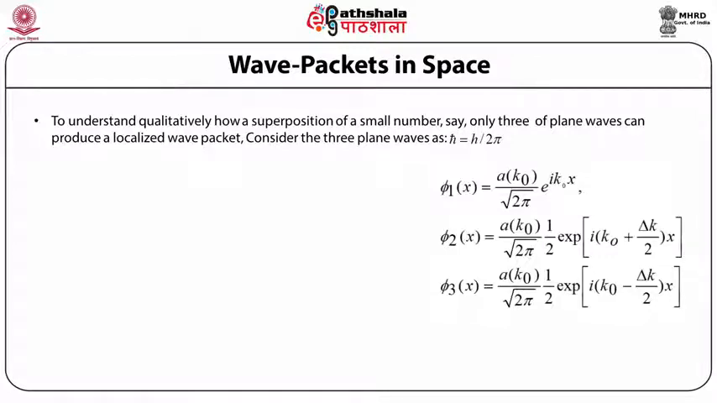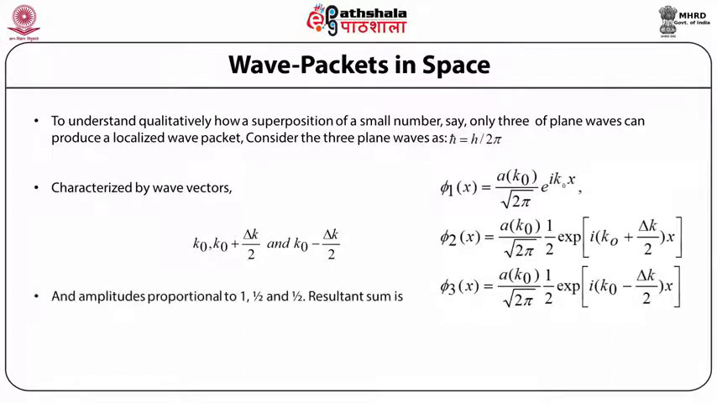From these three equations, one can see that the wave vectors that are associated with these waves are k naught, k naught plus delta k by 2, and k naught minus delta k by 2, which means that these three wave vectors are close to each other, and hence the corresponding amplitudes of these three waves are proportional to 1, half, and half.